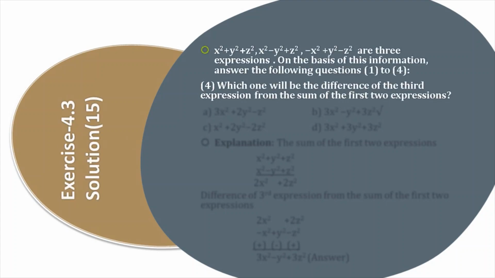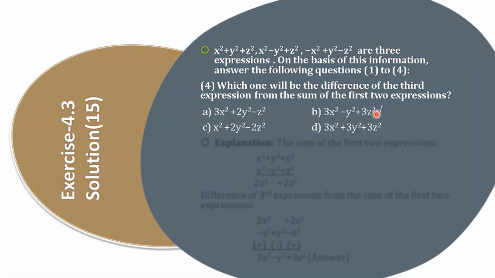Question number 4. Which one will be the difference of the third expression from the sum of the first two expressions, my dear? So this is the answer, 3x square minus y square plus 3z square.